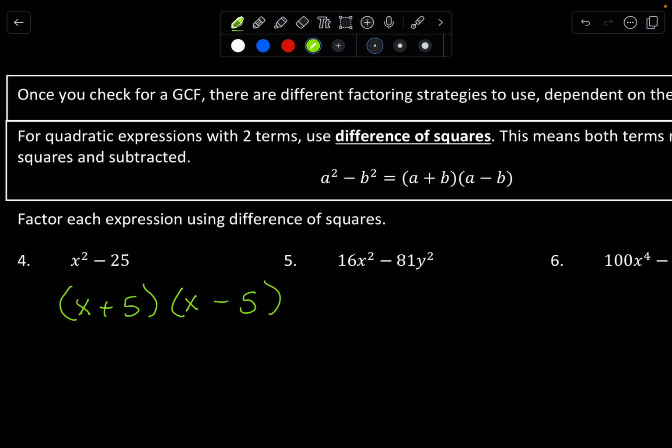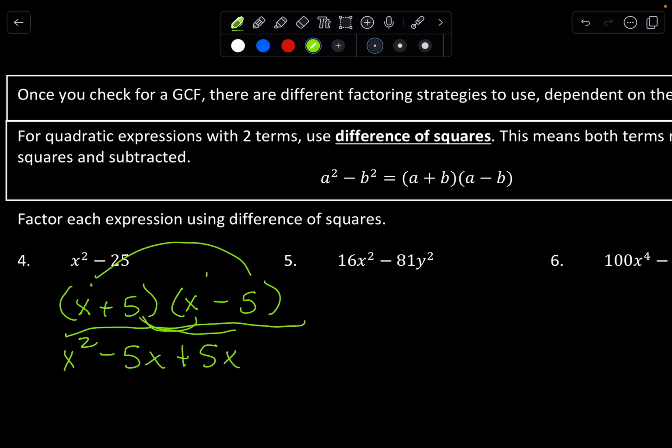You can always FOIL this back out if you're not sure you have the right answer. So this is my answer here, x plus 5 and x minus 5. But if it's helpful for you to FOIL this back out to make sure it gets you the same thing you started with, that'd be good. If I take x times x, that gives me x squared. Now I do the outsides, minus 5x, the insides plus 5x, and then minus 5 and positive 5 gives you a negative 25. These two inside terms cancel out, so we end up with x squared minus 25.